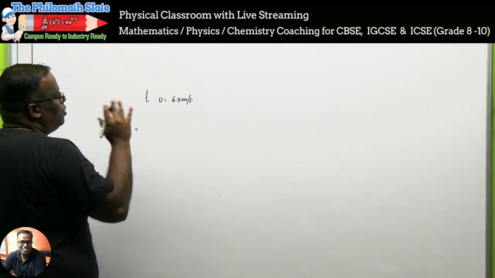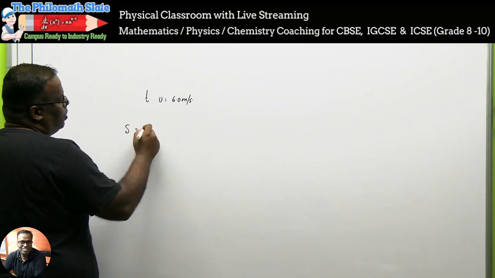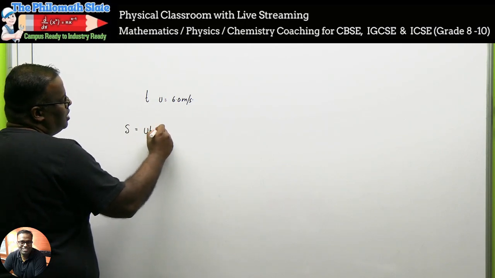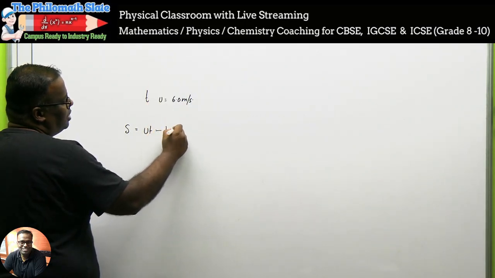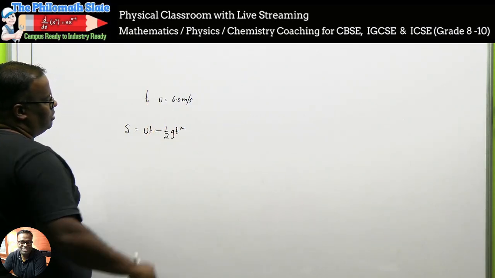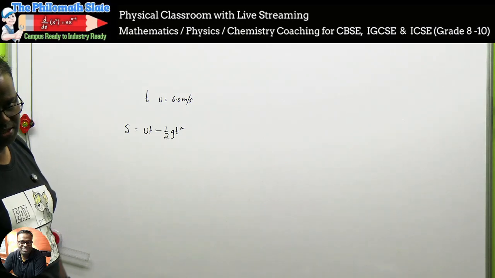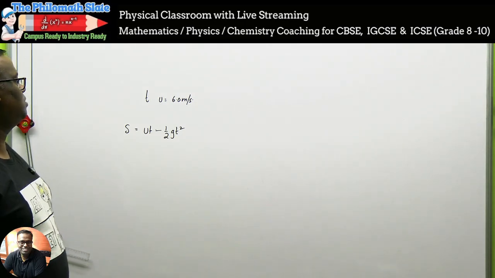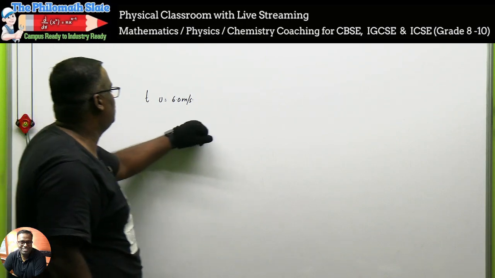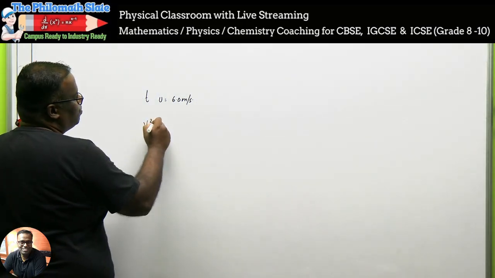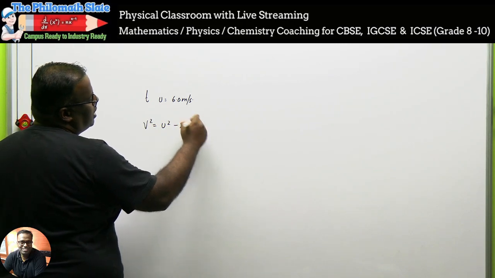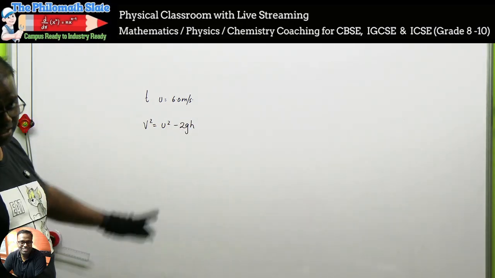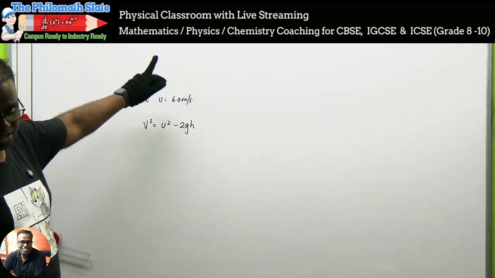Now you can do it in two ways. One way: s is equal to ut, and since you are going against gravity, minus half gt square. This is one we can say. Or we will use v square is equal to u square minus 2g times the maximum height she would go, minus because you are going against gravity.